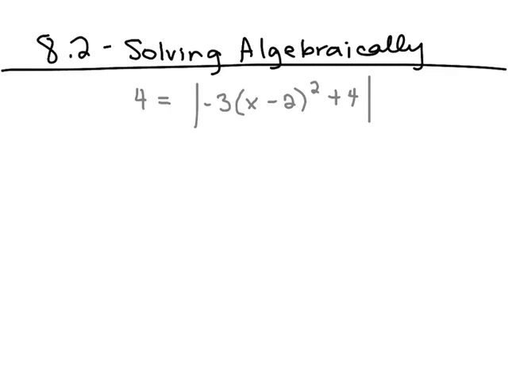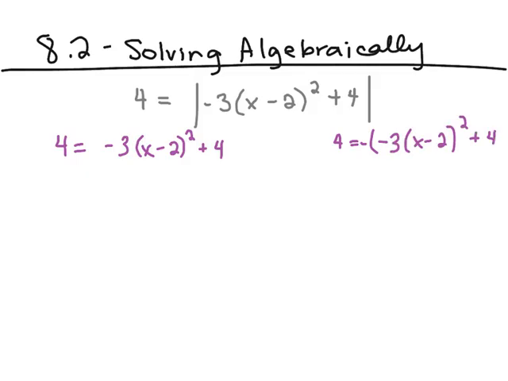For the quadratic, we're going to do the same thing. We're going to split it into two groups. We either have the positive of the function, which is the original, or we have the negative of the function, negative 3 times x minus 2 squared plus 4. So let's solve the positive first.